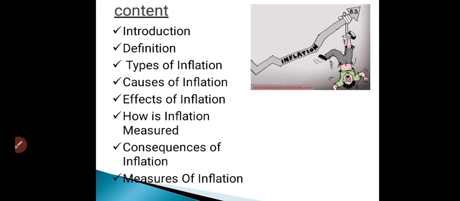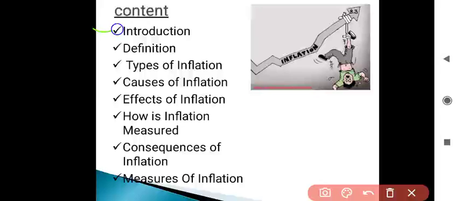In today's lecture, we will go through introduction, definition, types of inflation, causes of inflation, effects of inflation, how inflation is measured, consequences of inflation, and measures of inflation.